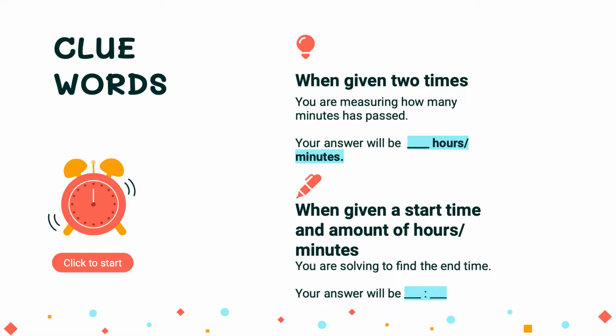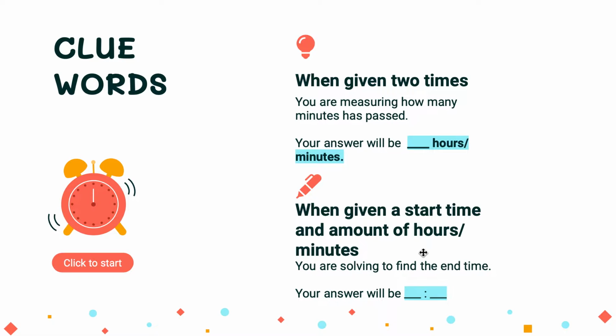There are a few clue words when you're solving problems with elapsed time. When the problem gives you 2 times, then you are measuring to see how many minutes have passed, and your answer will be a number with hours or minutes. For example, if cookies go in the oven at 4:10 and they finish baking at 4:30, how many minutes were they in the oven for? Your answer would be 20 minutes.